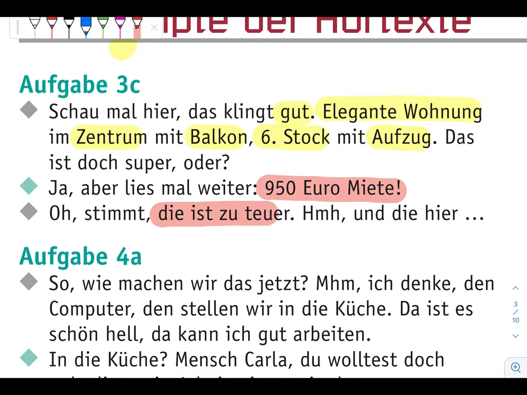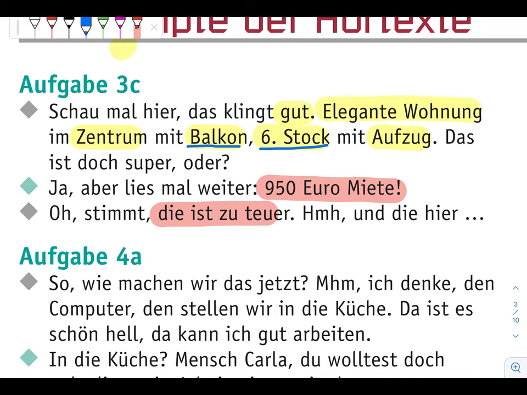Und die hier? So, I hope now you know all these words, because these are already given in the question. Elegante Wohnung im Zentrum mit Balkon. They want balcony. In the previous question we saw, they want balcony or a terrace. And 6th floor. 6th Stock means 6th floor. Mit Aufzug means with elevator.